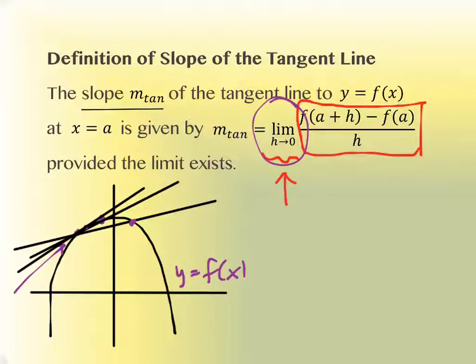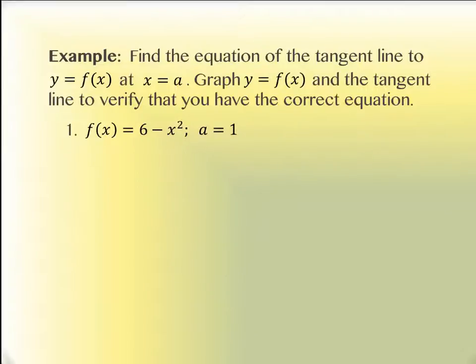Now, that's conceptually what's happening here. Now we're going to look at how that works out algebraically. Ready to take a look? Yeah. Okay. Here's what we're going to work on. It wants us to find the equation of the tangent line. So in order to find an equation of a line, what do we need to have?